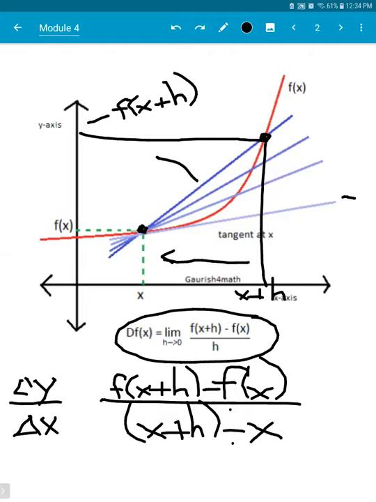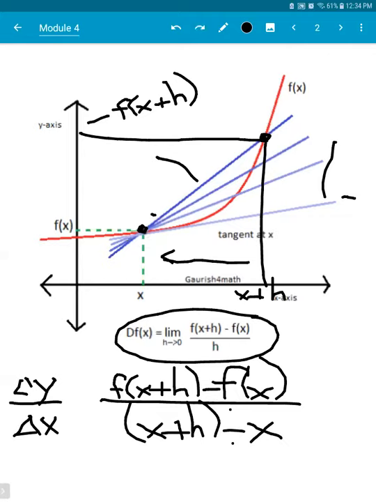approaches 0. As h approaches 0, what happens is that the secant lines get closer and closer to the tangent line. Our point gets closer and closer to the point of tangency along the curve, so the approximations get better and better. So that in the limit, we get the exact slope of the tangent to the curve at the point. So that's how we define the derivative.